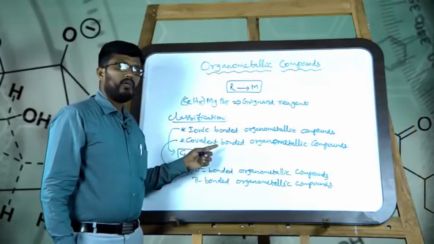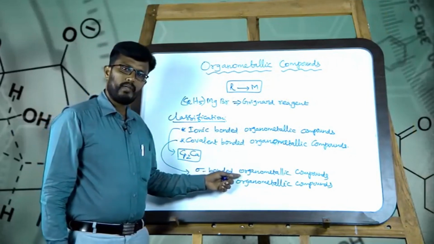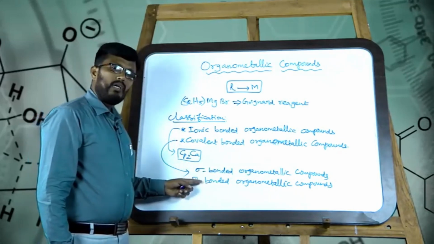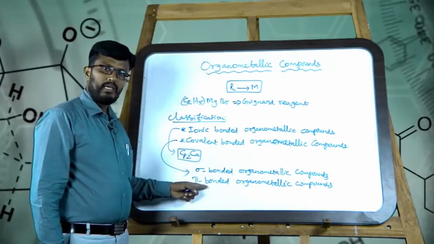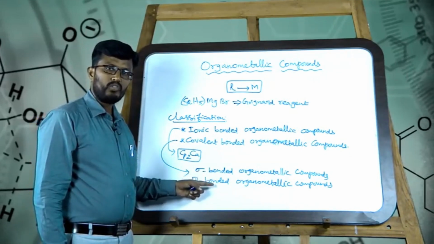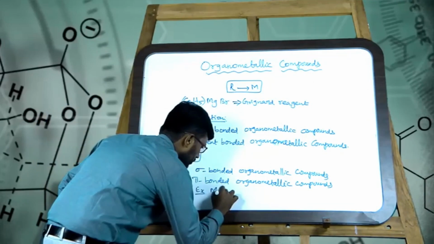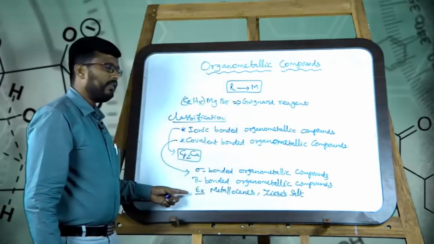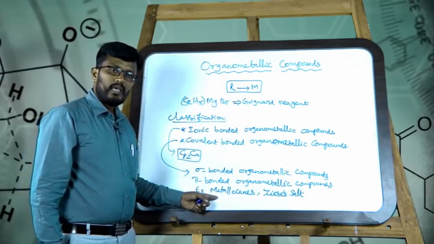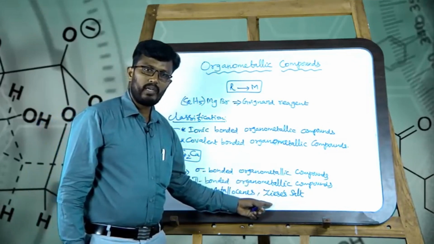Next, covalent bonded organometallic compounds are classified into two different types. One is sigma bonded organometallic compounds, and the other is pi bonded organometallic compounds. In pi bonded organometallic compounds, alkenes, alkynes and some other organic compounds have pi electrons, and those pi electrons overlap with a metal atom. For example, metallocene. These are all examples of pi bonded organometallic compounds. Metallocenes consist of pi electrons, pi orbitals, and the pi orbitals coordinate with the metal atom.